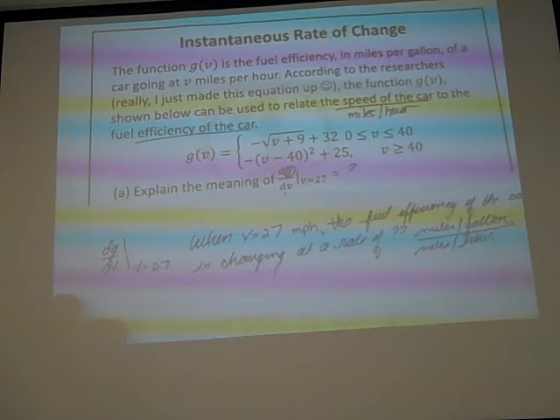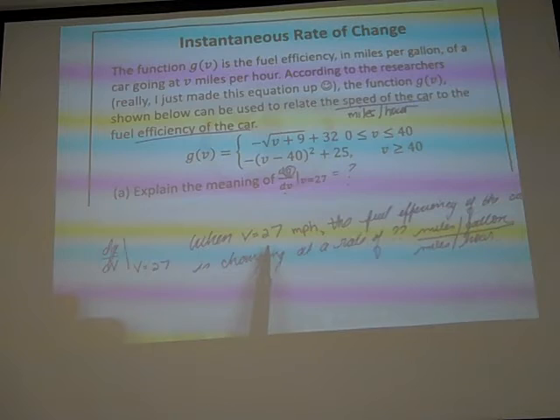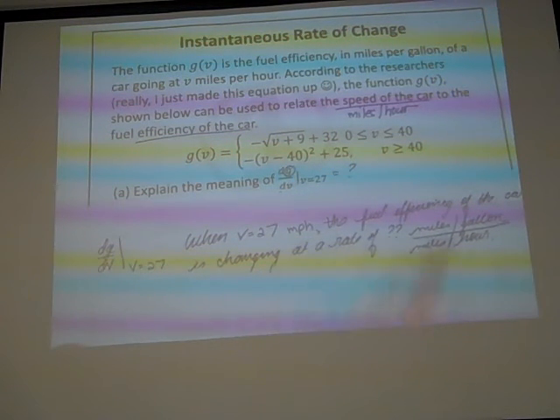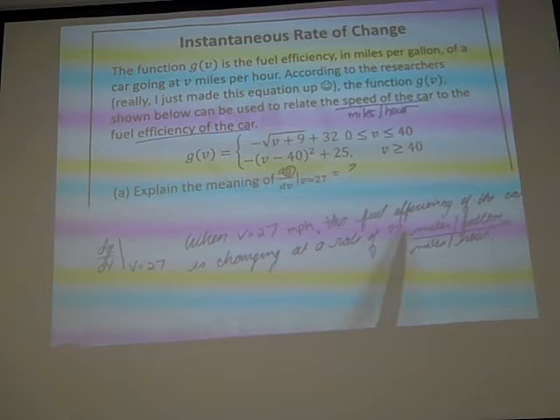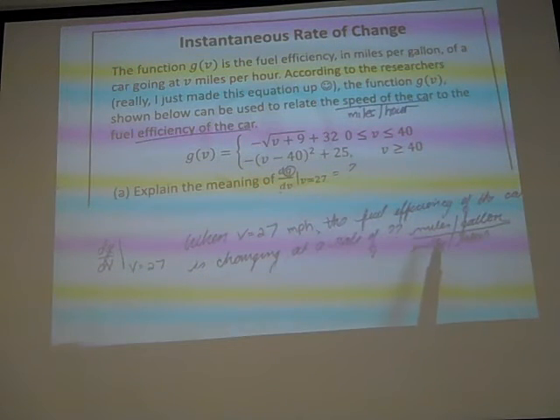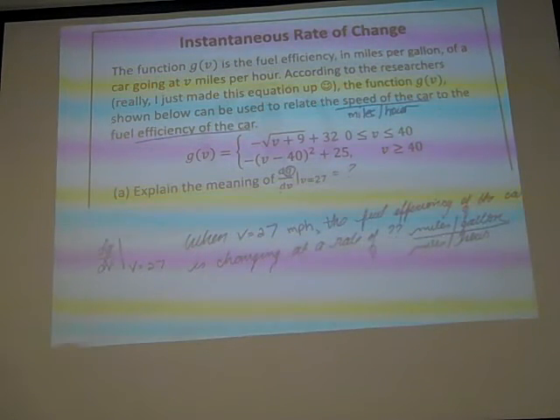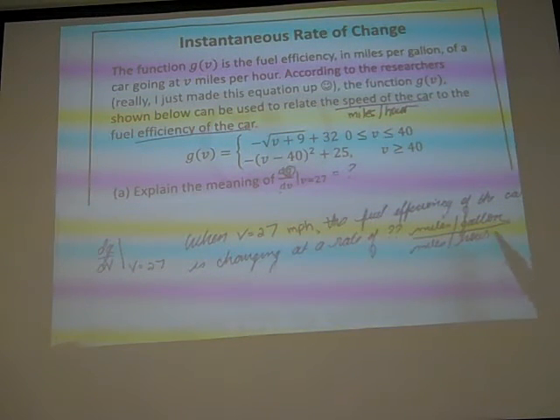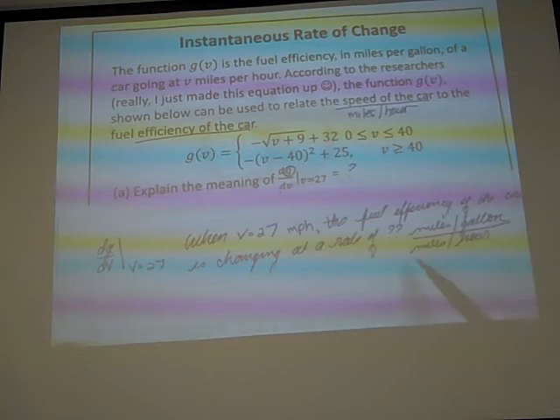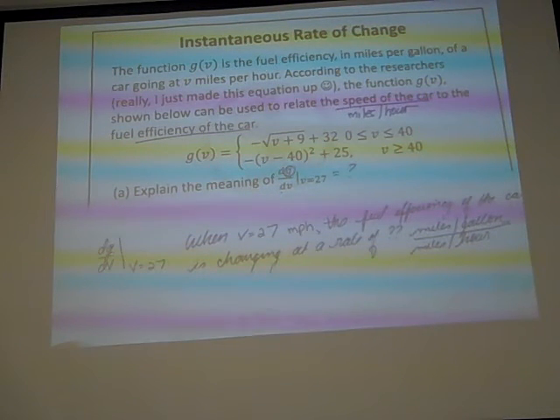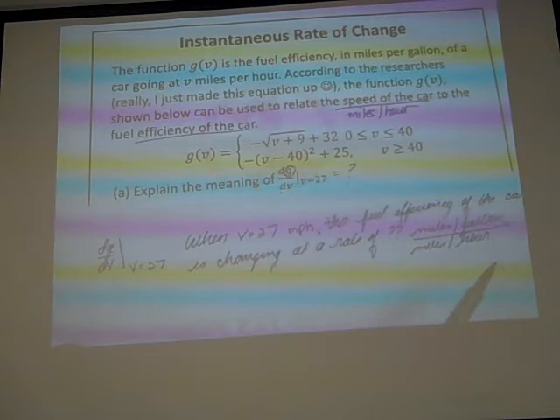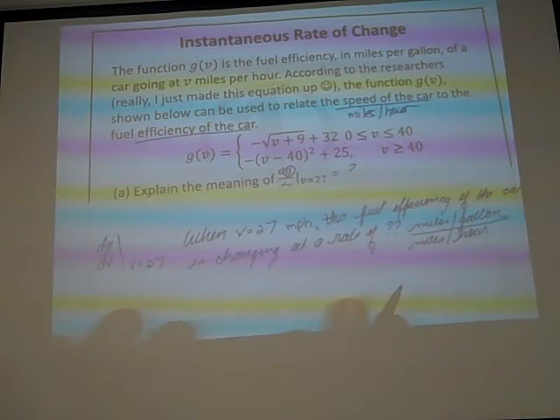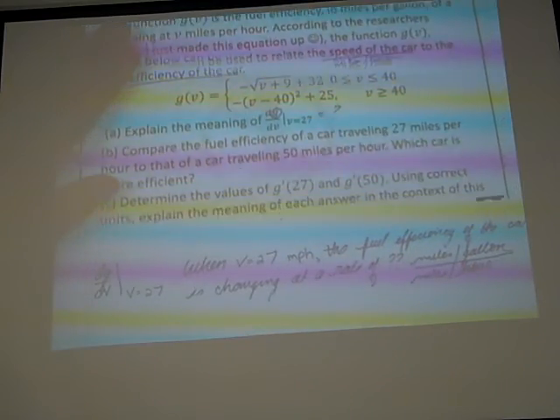So the interpretation would be, when the velocity is 27 miles per hour, the fuel efficiency of the car is changing at a rate of blank, whatever it is, miles per gallon per miles per hour. Don't worry too much about the ugliness of the units. These are the exact right units for this problem. So now that that's done, let's move on to part B.